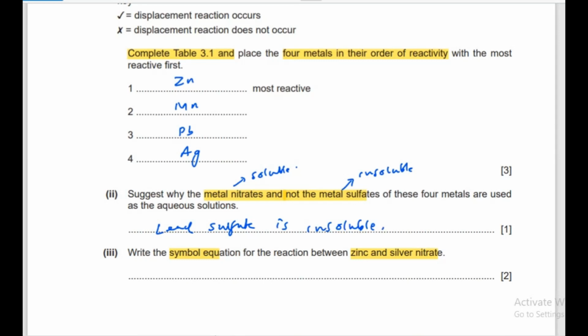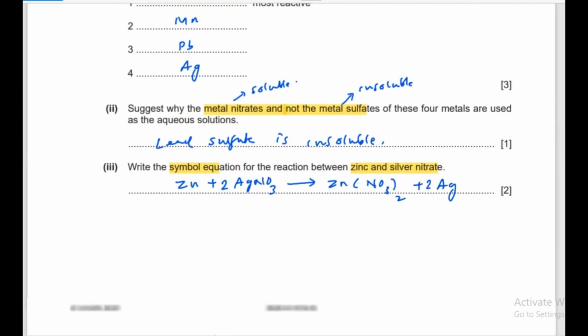Symbol equation for the reaction between zinc and silver nitrate. This is zinc, and the silver nitrate is AgNO3. Zinc has two charges, so zinc nitrate must be like this, and then silver is less reactive than zinc, so zinc displaces silver. So there are two nitrates. If we put two here, two silver, I can put two here. This is the balanced chemical equation.